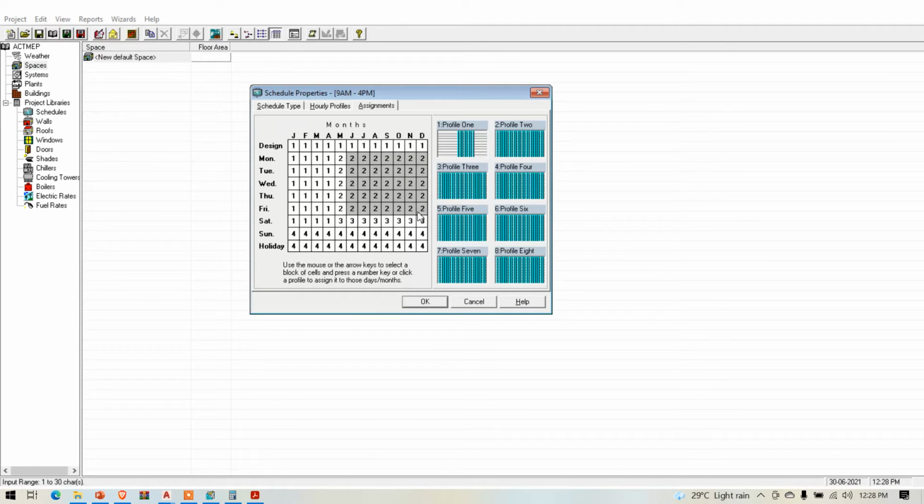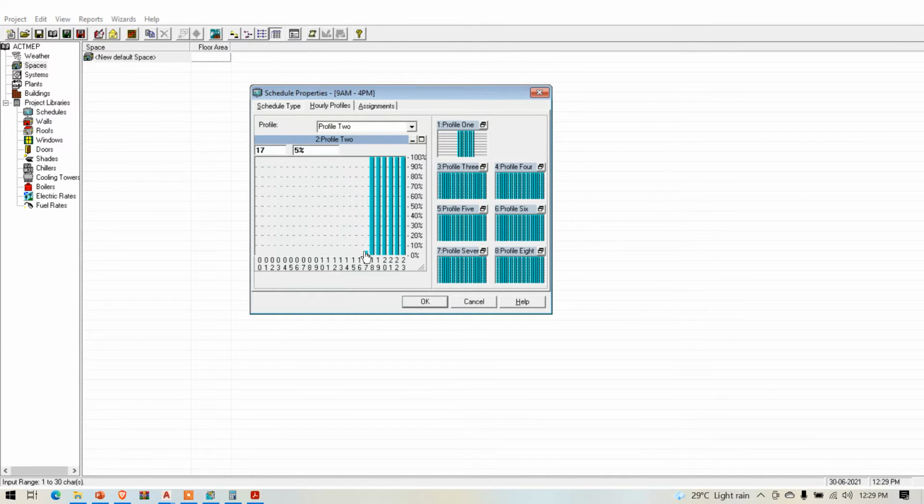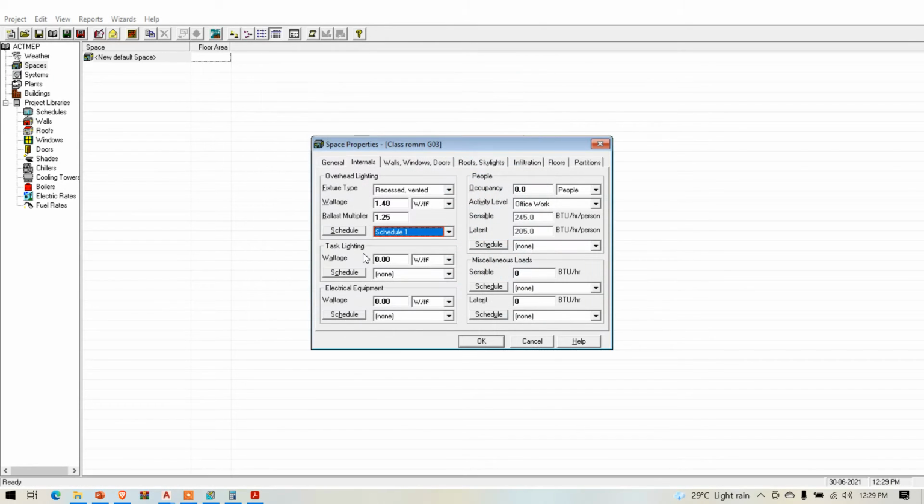Sorry, June to December. So June to December I am considering profile number 1, and here we can take profile number 2. I am going to turn off all, because that represents that we are not using anything at that time. So we are providing this to profile number 2 whenever we have holidays. So the holiday time we can provide this one.